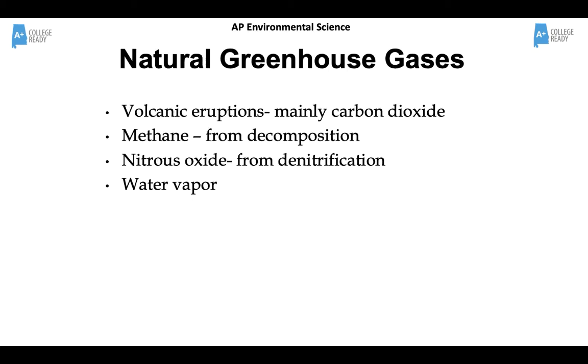So there are natural greenhouse gases that will be produced, and it's important to make sure the students know the difference between anthropogenic and non-anthropogenic. Anthropogenic, anthropos, is a Greek word meaning human or man, referring to humans, and gen is a Greek and Latin word that means to produce. So if you see anthropogenic, that means that it is produced by man, but non-anthropogenic are the natural greenhouse gases, such as those emitted by volcanic eruptions, methane from decomposition, nitrous oxide from denitrification by denitrifying bacteria, and water vapor.